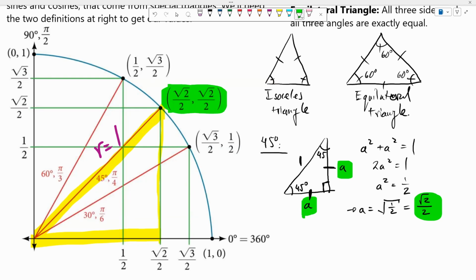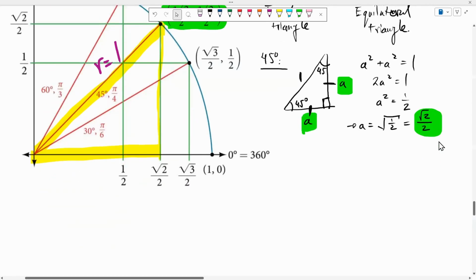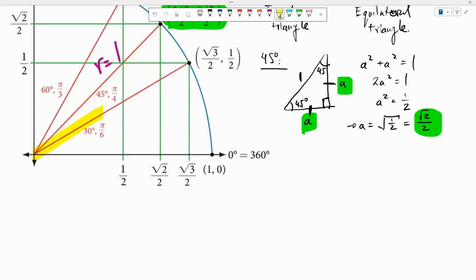The next one I want to do is the 60 degree, or sorry, the 30-degree triangle. So I'm going to get rid of this, and I'm going to highlight the 30-degree triangle, this one. I'm going to separate that triangle away. Right angle. So we know that this right here is 30 degrees. We know that this is 1. That's our radius.